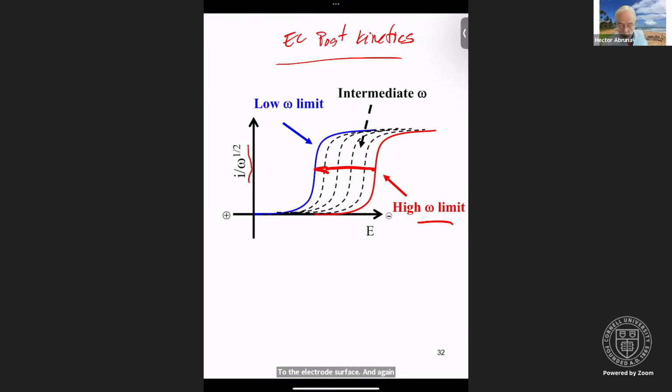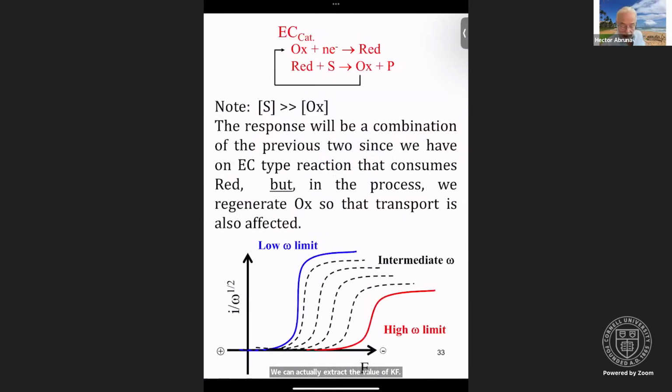And again, by looking at the displacement of E1/2 as a function of omega, we can actually extract the value of Kf. What about EC catalytic?